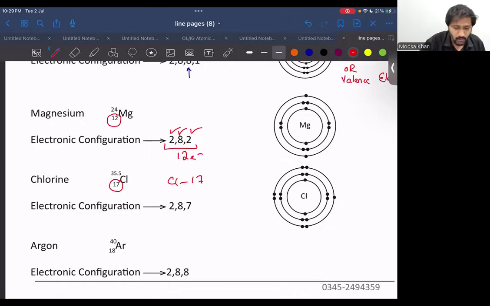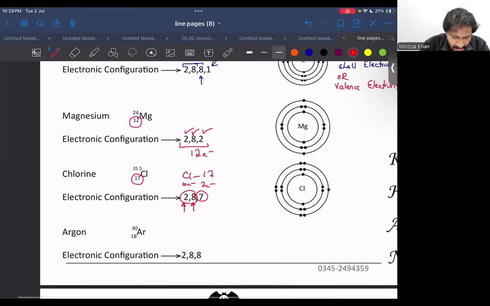The first shell can only hold up to 2 electrons because it is the maximum capacity of a shell. It cannot hold more than 2 electrons. A second shell can hold up to a maximum of 8 electrons. 8 से कम हो सकता है, 8 से ज़्यादा नहीं हो सकता. But we have to add a total of 17 electrons. So up till now, from the first shell and the second shell, we have 10 electrons. So the last shell must have 7 electrons. तभी तो 17 बनेंगे, right?